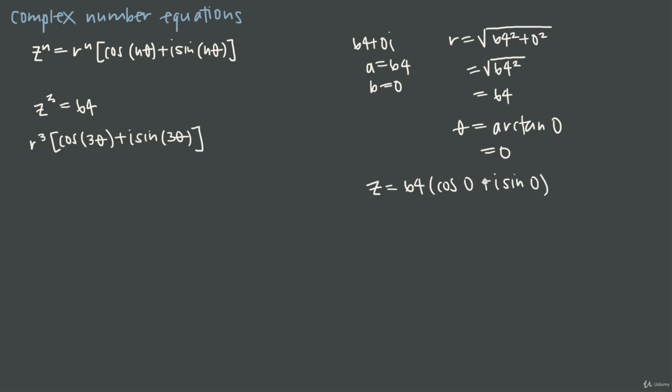Now, this is a little tricky here, but we know that the angle 0, we came up with theta equals 0, theta is an angle, so we have the angle 0.